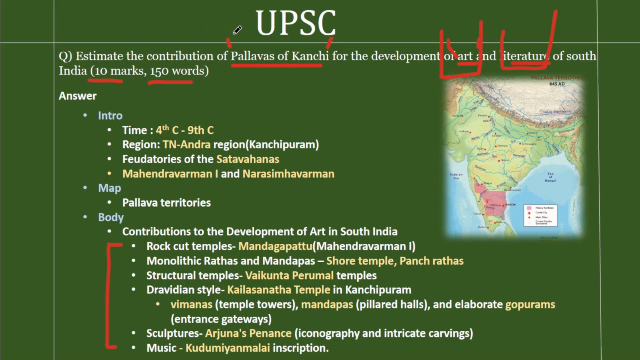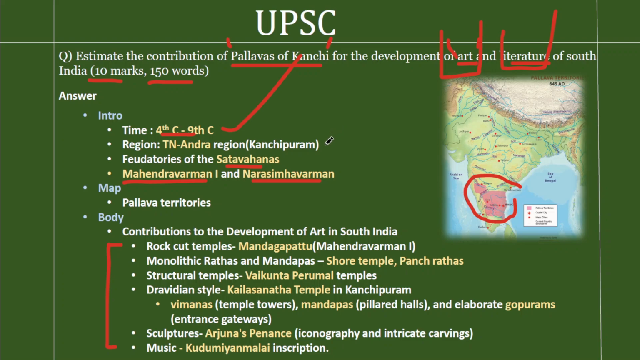Now, when you talk of a dynasty like the Pallavas of Kanchi, you always have to set the dynasty in its right temporal as well as spatial space. Now, the time period for the Pallavas is approximately from 4th century CE to 9th century CE. We'll give that in the introduction. Then we'll give the region, which is the Andhra Tamil Nadu region. Then we'll give the context of their rise, which is as the feudatories of the Satavahanas. Satavahanas succeeded the Mauryas after their decline in South India. Then you have prominent leaders from the dynasty, which is Mahendravarman and Narasimhavarman.